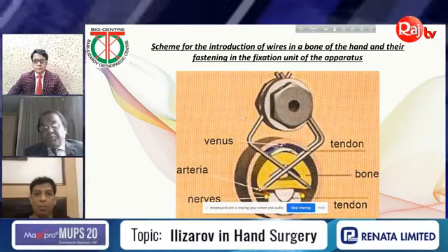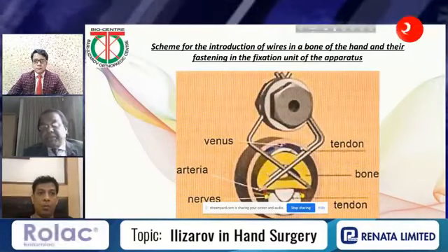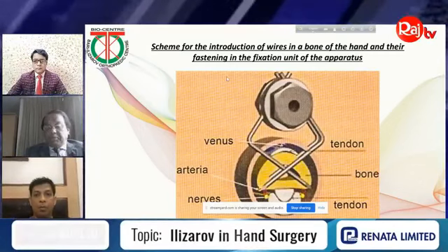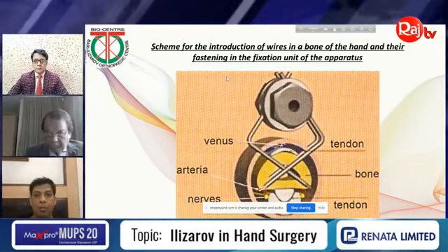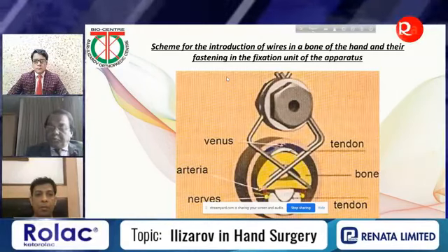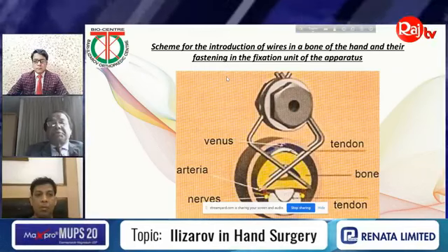Initially it will be straight. When you are putting, you bend like this and cross like this, and you can fix with the nuts and bolts here. So this is the fixation. Before going to put the mini Ilizarov apparatus in the hand, you must keep it in your mind.